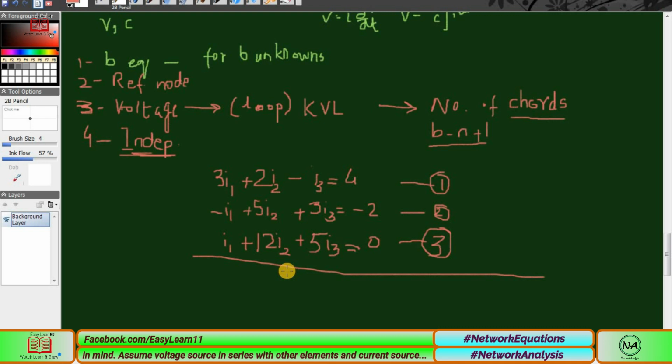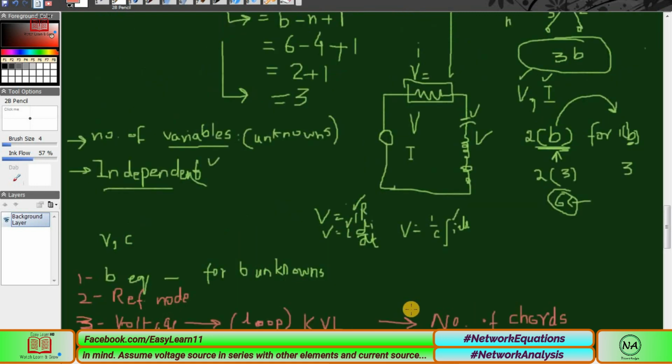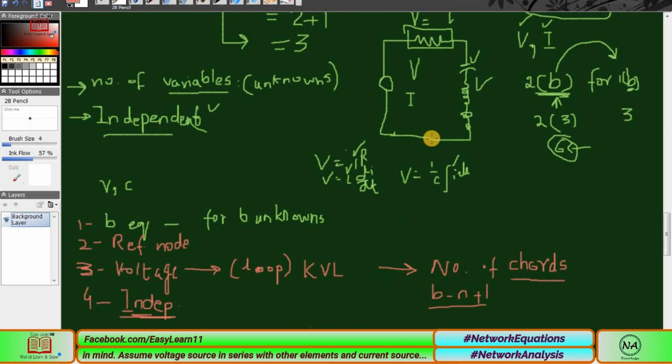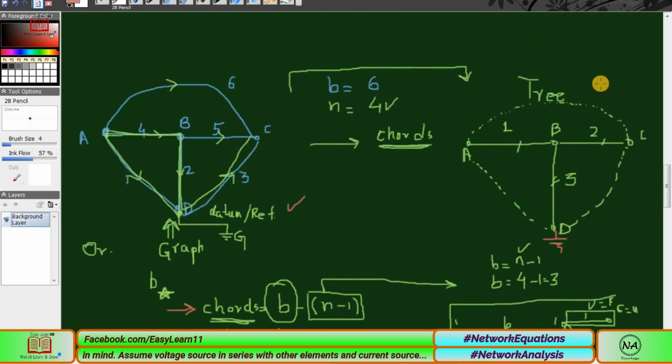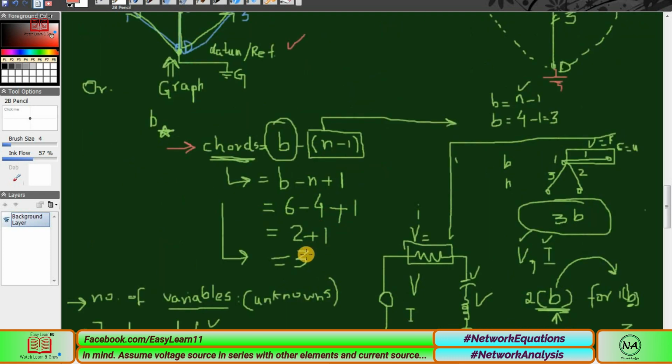So for example, let me tell you one more thing here. For example, if we apply the number of codes formula to any situation, like suppose we have this type of situation and we applied the number of codes formula to this case, and if we got the answer like 3, what does it mean?